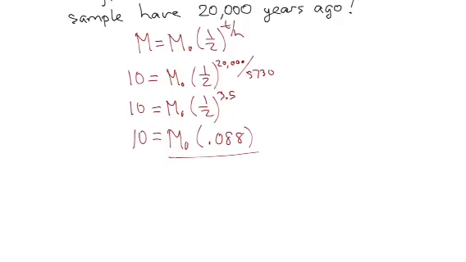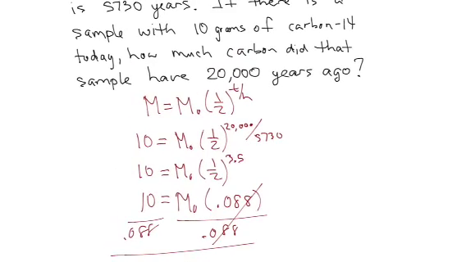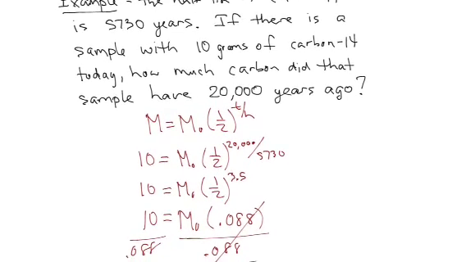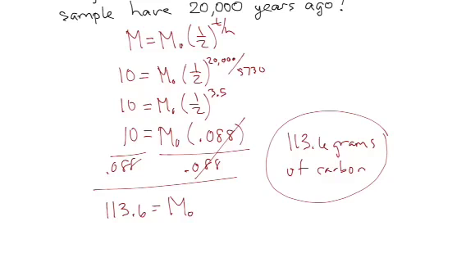And now if I'm trying to solve, I would divide both sides by the 0.088 number, and I will have my initial amount. So 10 divided by 0.088, we're looking at roughly 113.6. So let's answer this word problem with words. 113.6 what? So, okay, that's how much it had at the beginning. 113.6 grams of carbon is how much it started with 20,000 years ago, if now it's down to 10.